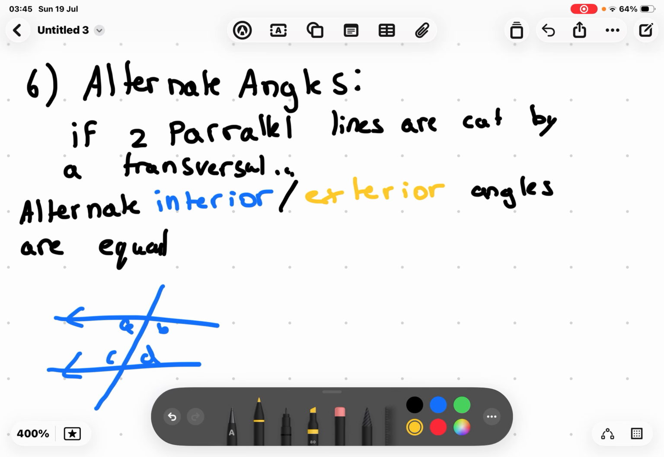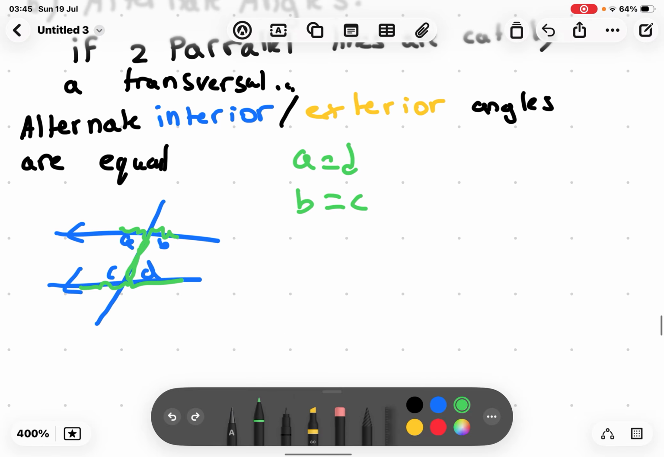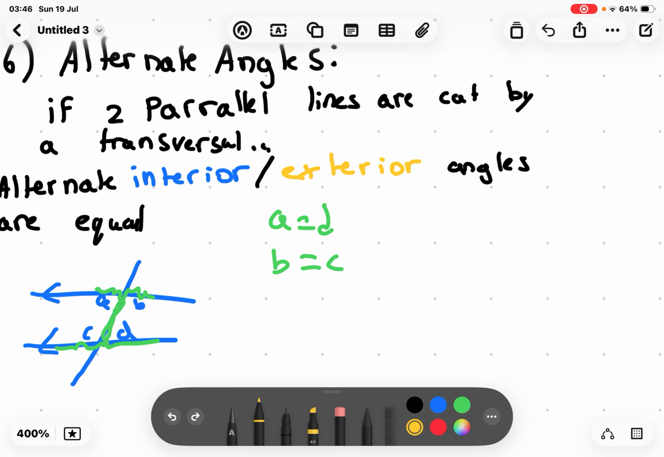We can do a Z, and we can see that A equals D. We can do another Z and see that B equals C. So that's how it works for the interior. Interior, again, is what's inside. For the exterior, again, same kind of principle, all right? Parallel lines, but all outside.